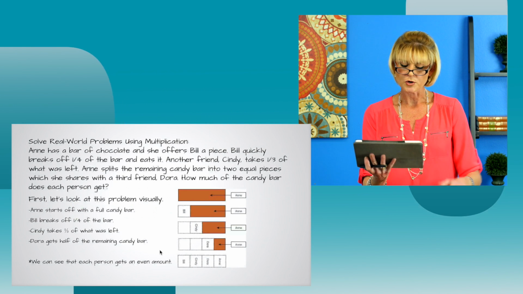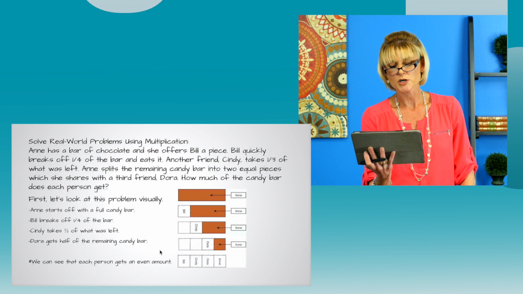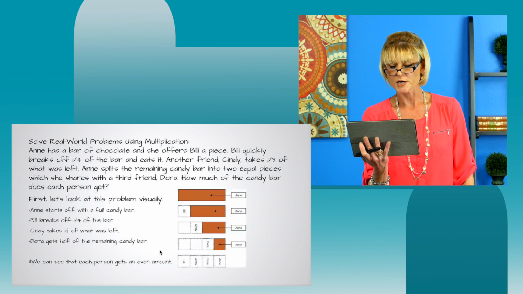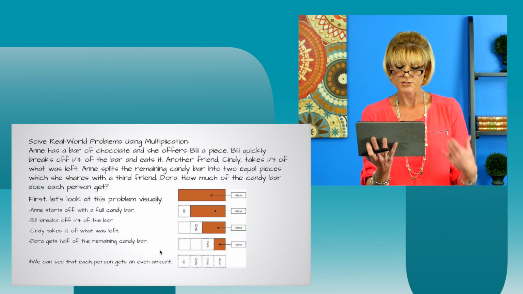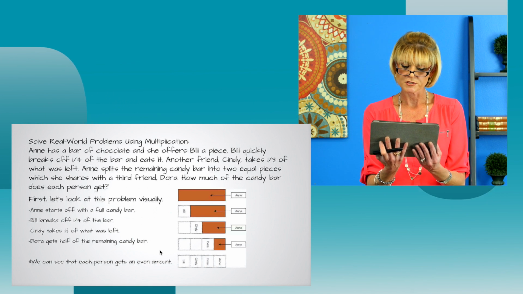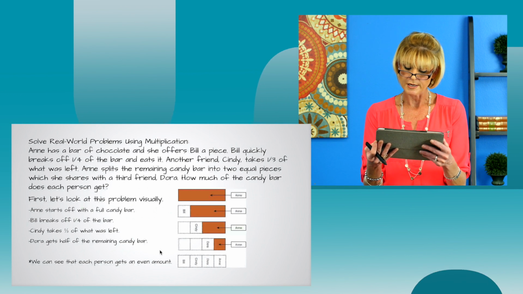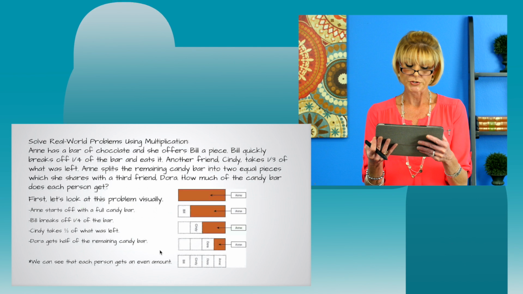Let's look at a real-world problem using multiplication. Annie has a bar of chocolate and she offers Bill a piece. Bill quickly breaks off 1/4 of the bar and eats it. Another friend, Cindy, takes 1/3 of what was left. Annie splits the remaining candy bar into 2 equal pieces, which she shares with a third friend, Dora. How much of the candy bar does each person get?